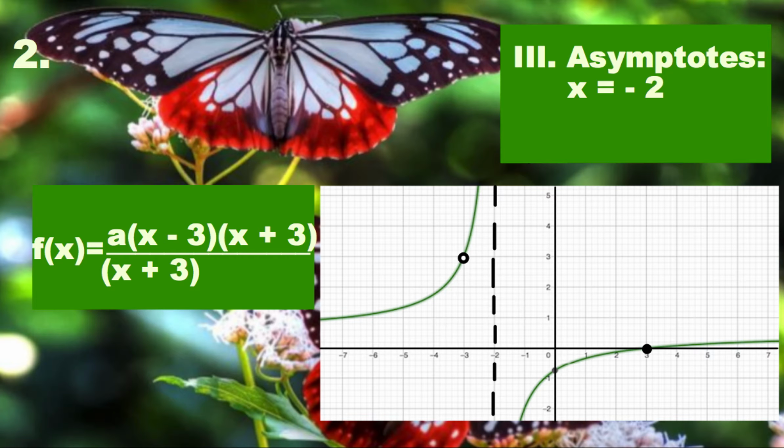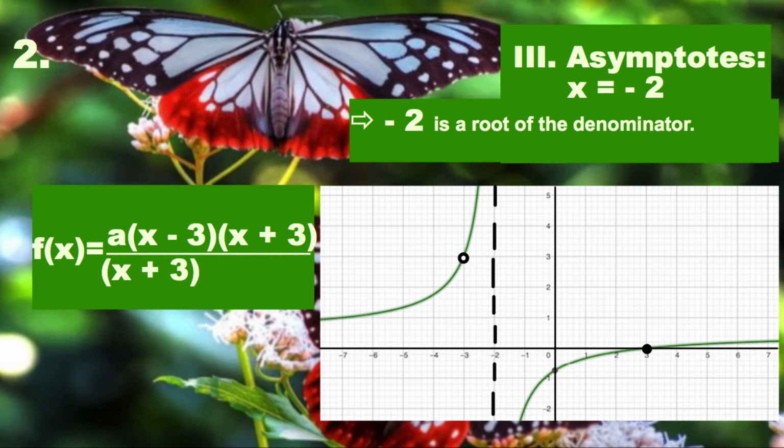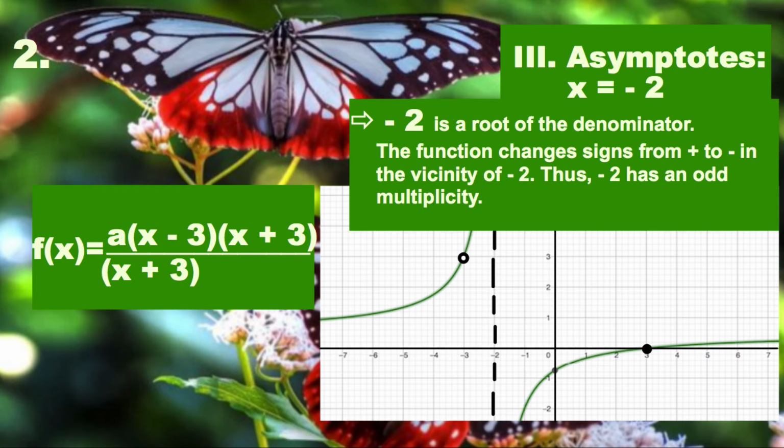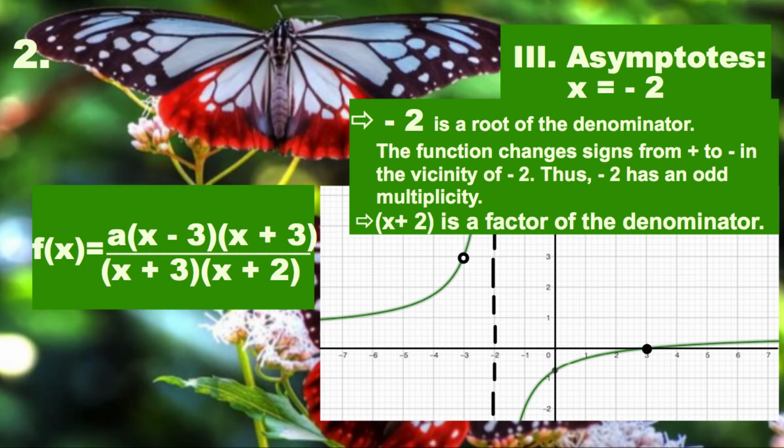Asymptotes. We have one at x equals negative 2. Thus, negative 2 is a root of the denominator. And since the function changes signs from positive to negative in the vicinity of negative 2, thus, negative 2 has an odd multiplicity. Thus, x plus 2 is a factor of the denominator.